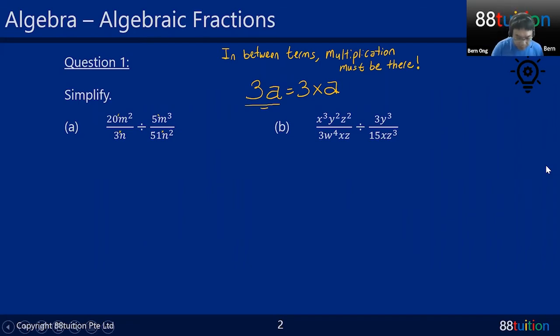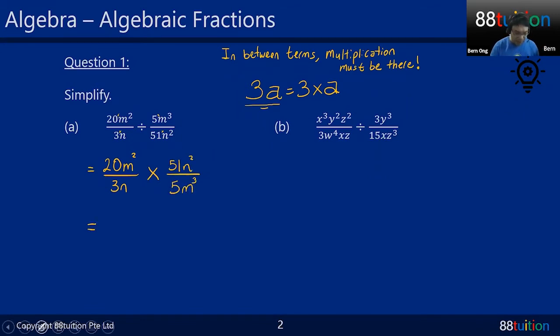Then how about divide? In primary school, I don't know how to do divide. Yes, at this moment, I also don't know how to do divide. So in primary 5, we learn something, or some of you are taught in primary 6: stay, change, flip. So down here, we write 20m squared over 3n. Stay, change the sign from divide to times, flip. So now your 51n squared will be on top and your 5m cubed will be below.